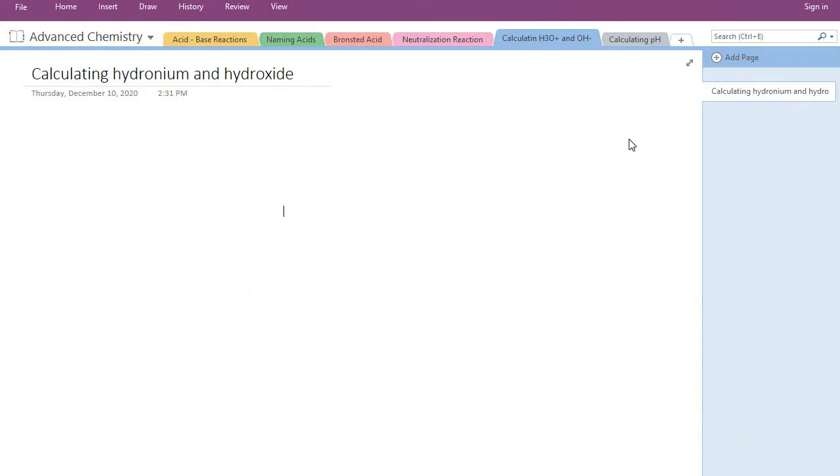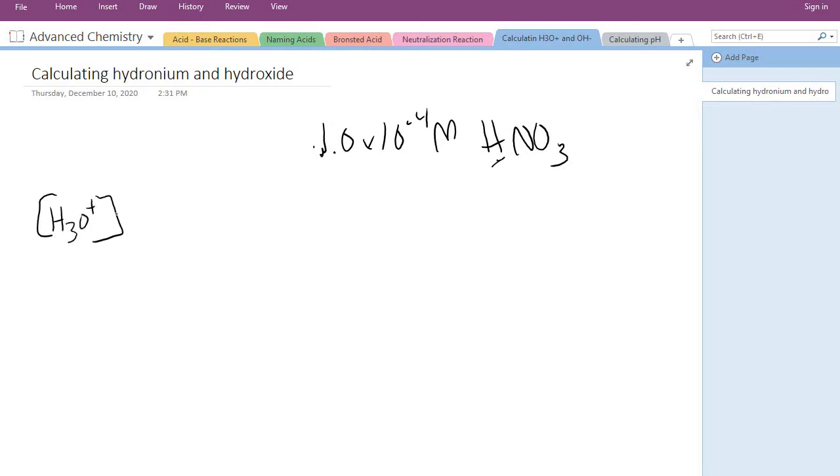All right, so let's go ahead and take a look at that. We know that we had 1.0 times 10 to the negative 4 molar HNO3. So we know we have the concentration of nitric acid. Now, here's where the monoprotic, diprotic, triprotic, whatever comes in. In this case, one hydrogen makes this a monoprotic acid. So what that in general means is that whatever the concentration of this acid is, since it's monoprotic, is also going to be its hydronium ion concentration. So the hydronium ion concentration is going to be 1.0 times 10 to the negative 4.